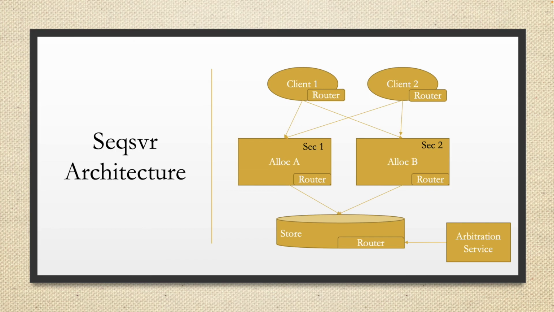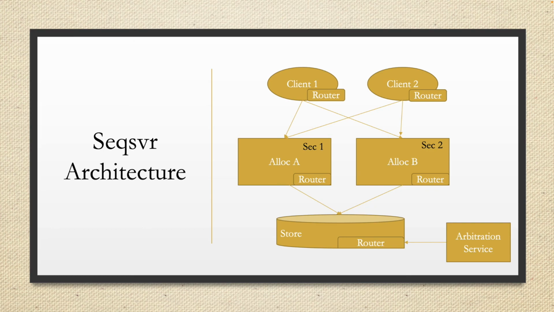Let's see the architecture. Each alloc server will store the sequence in memory and send back the ID to the clients. The max sequence will be persisted in the store. An interesting problem we need to solve is which alloc servers the clients need to access. This will depend on the router.